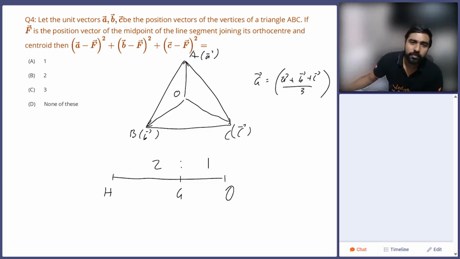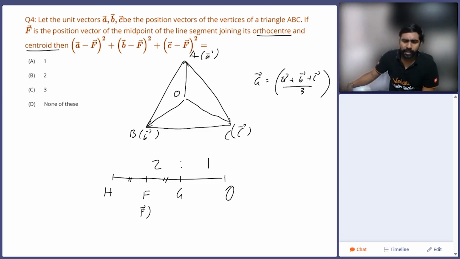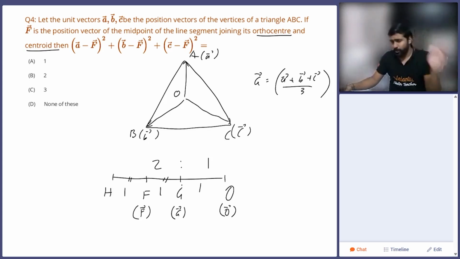Now, what is the question? We have a point f, which is the midpoint of the line joining orthocenter and centroid. Orthocenter and centroid's midpoint, I have f over here. Very well. So now, this is the vector that we are looking for, f. I have g. I have the circumcenter, which is the origin itself. Can I say that they are present in the ratio 1:1? Because f is the midpoint of orthocenter and centroid over here.